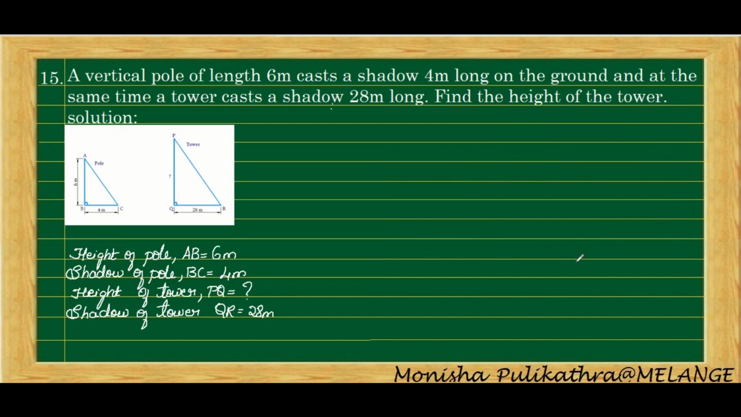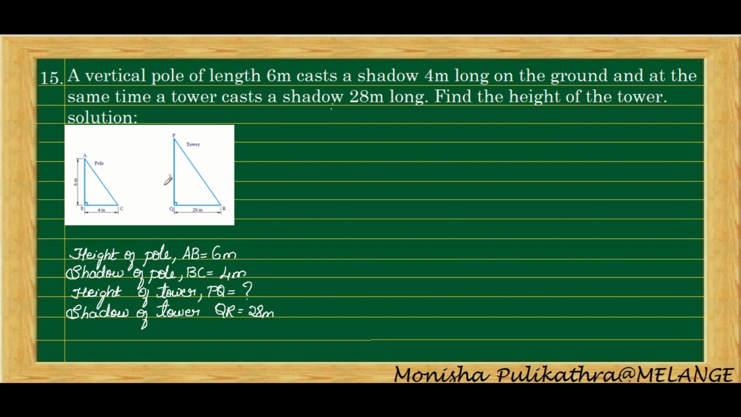Moving on to the 15th problem. A vertical pole of 6 meter casts a shadow of 4 meter on the ground, and at the same time a tower casts a shadow of 28 meter. The height of the tower is not given, which we have to find out. So the height of the pole is AB equal to 6 meter, its shadow is 4 meter, the height of the tower is PQ equal to question mark, and QR, the shadow of the tower, is 28 meter.